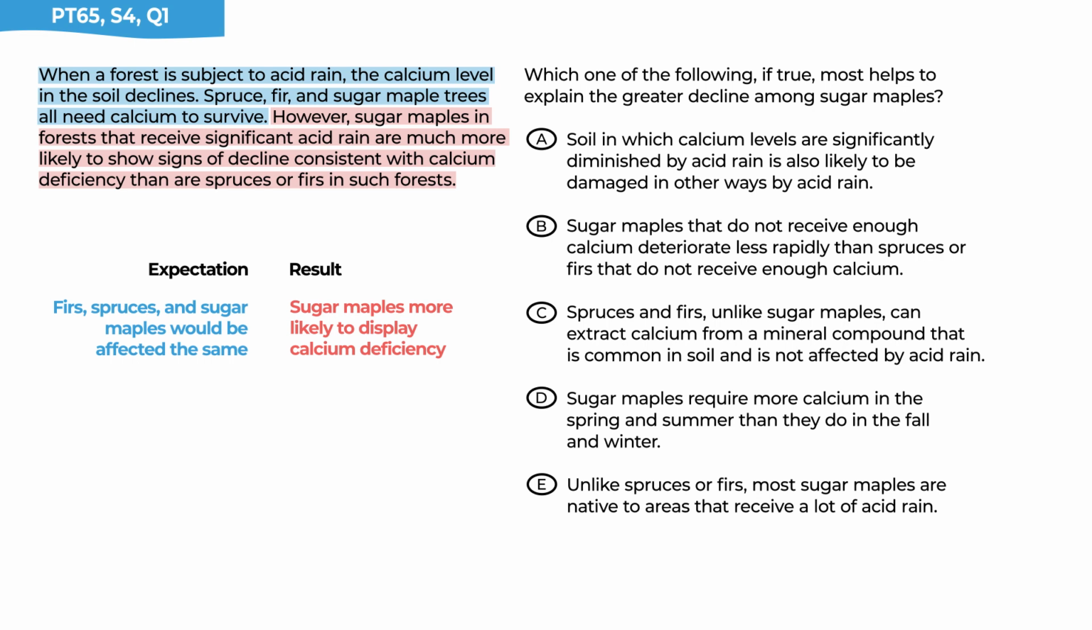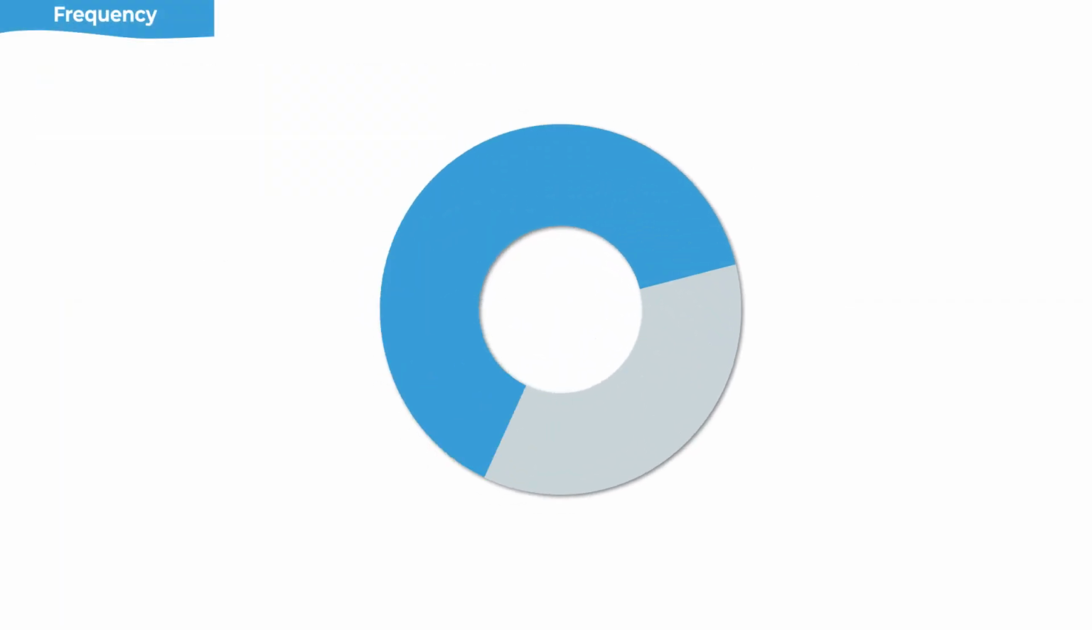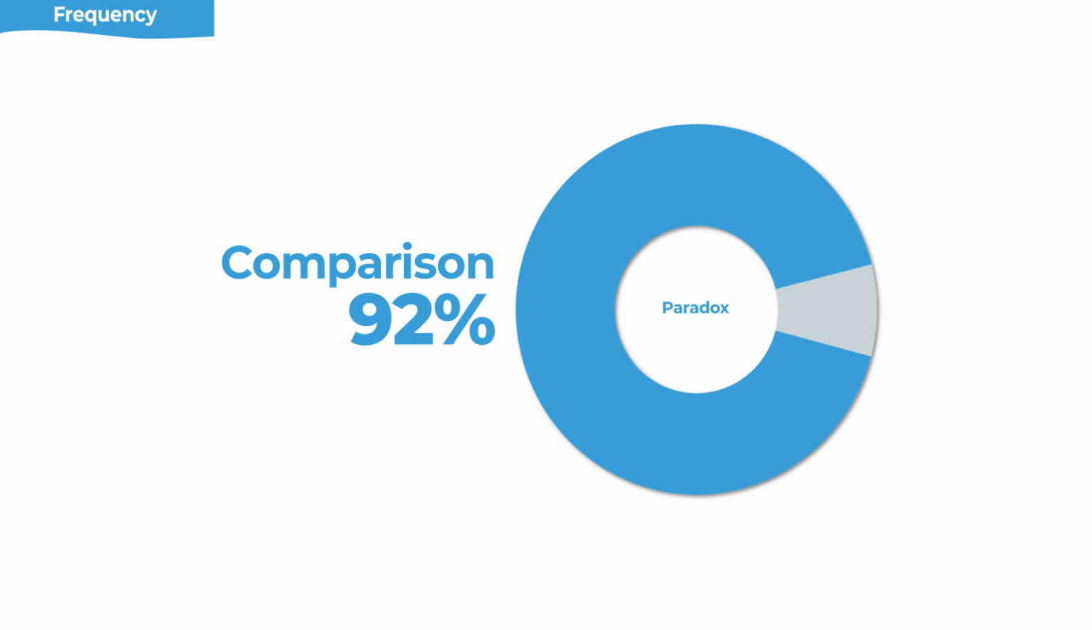If we're having a hard time anticipating an answer here, we can also start to think about reasoning structure as well. In this one, what we can see is that we've got a difference between the way acid rain affects sugar maples and the way it affects firs and spruces. So this discrepancy is actually a comparison. And this is really, really common on paradox questions, that the stimulus presents some kind of a comparison, a discrepancy, a difference, and then they ask you to explain that difference. And so most of the time in the answer choices, you're going to feel like you're picking a choice that actually is the causal explanation for that discrepancy or that difference.